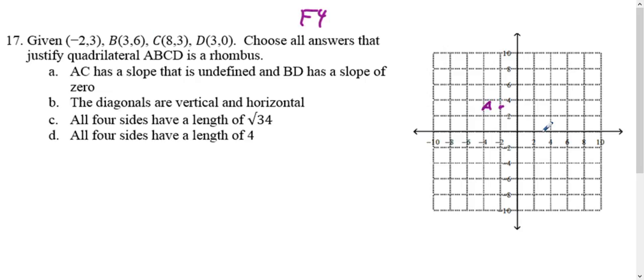3 comma 6. That's B. 8 comma 3. There's point C. And then D is at 3, 0.